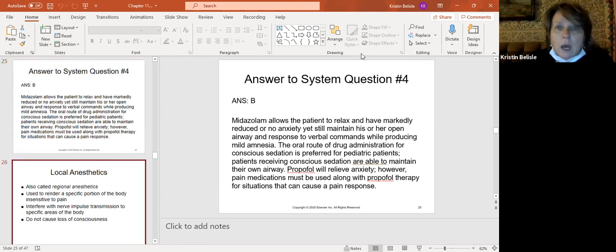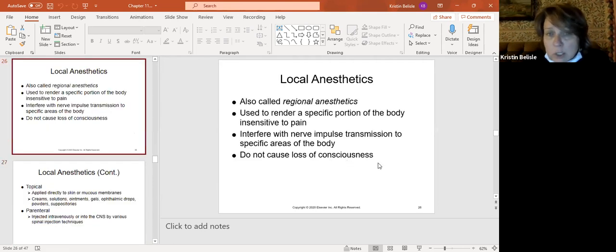Okay. Local anesthetics, you don't lose consciousness with these. You know, we're going directly to where the issue is.